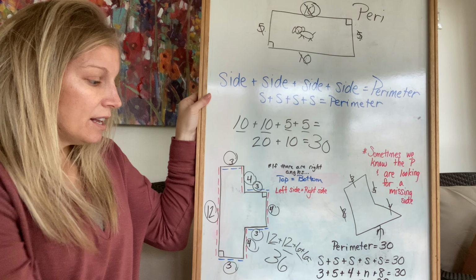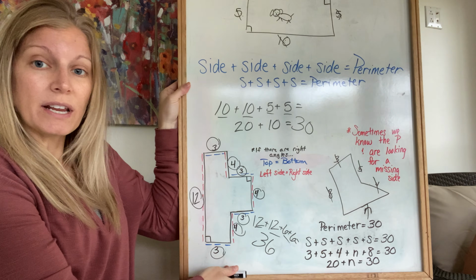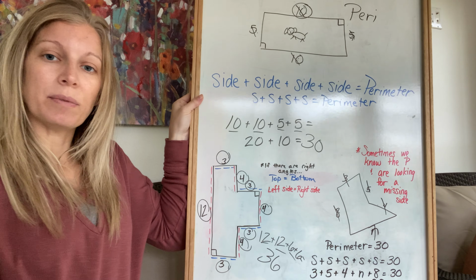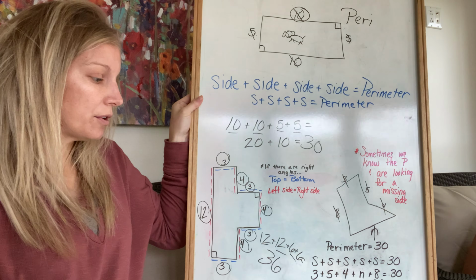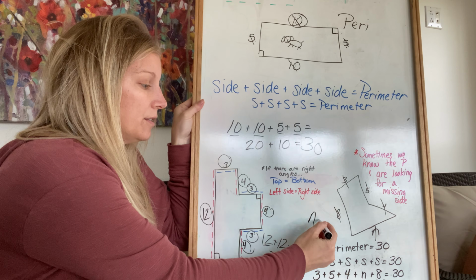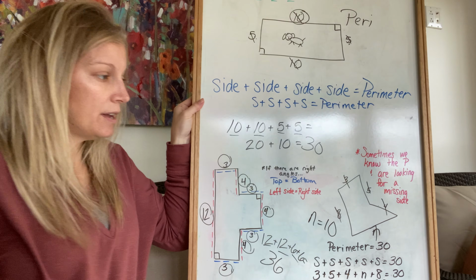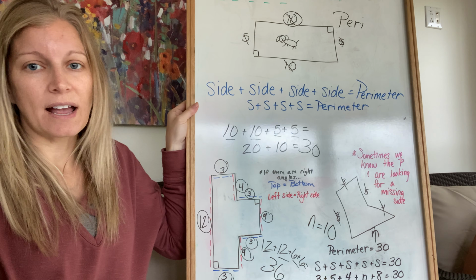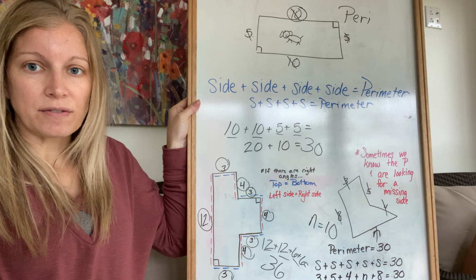Equals 30. Then if I add them all up, I get 20 plus n equals 30. Well, what can n be? 20 plus 10 would equal 30. So n equals 10. You can't just guess the side on what it looks like. You have to figure it out.